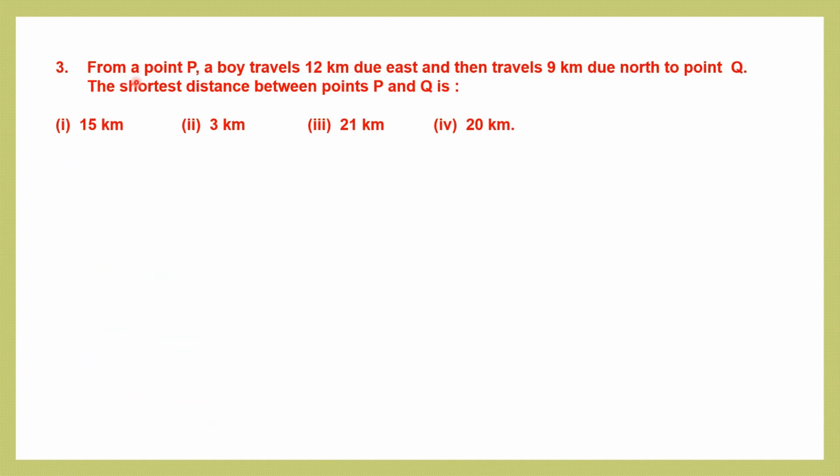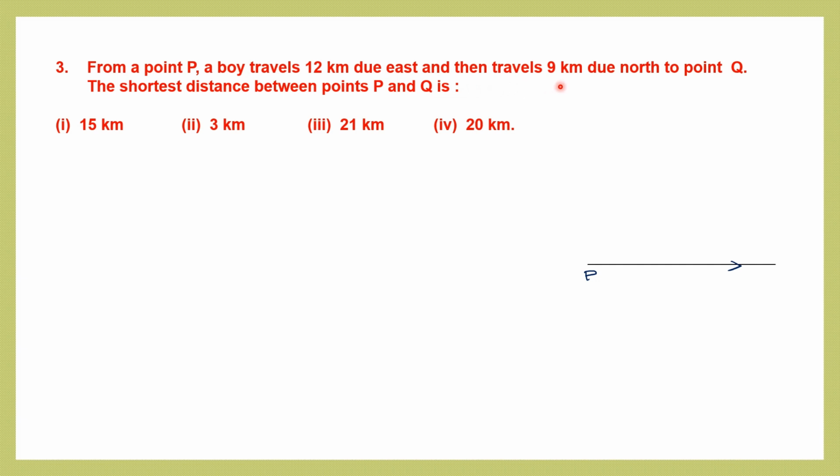Question 3. From a point P, a boy travels 12 kilometers due east. Okay, let's show that. So from a point P, a boy travels 12 kilometers due east. So we'll have a line drawn here. So the boy has traveled from this point east. So this is the east. So he moves that way.